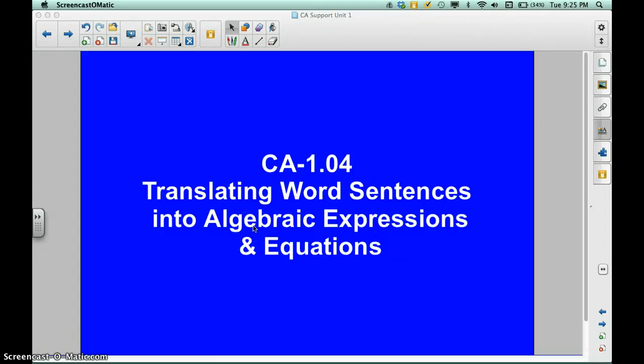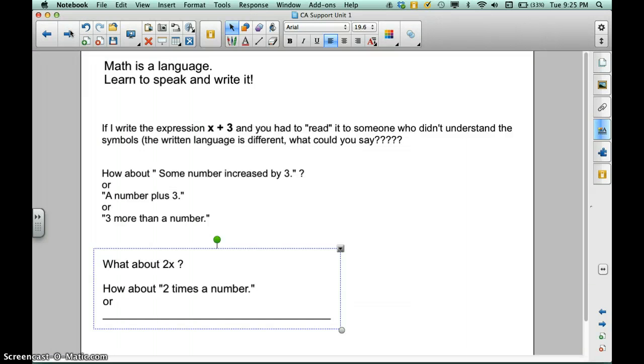This video is on translating word sentences into algebraic expressions and equations. Math is a language, and if you don't already know how to do some of it simply, you need to learn to speak and write it, and that's what we're going to practice here.